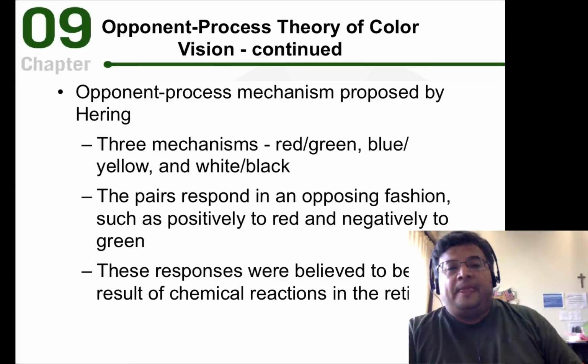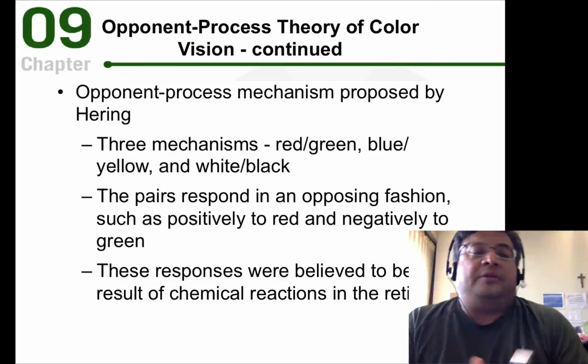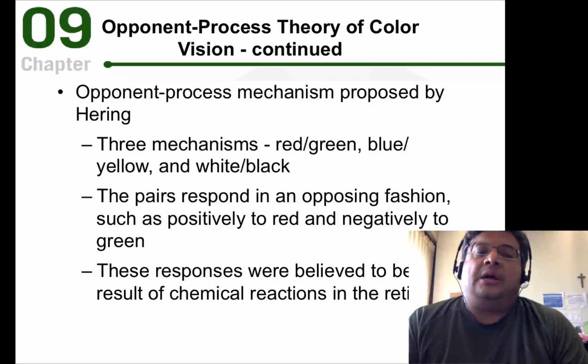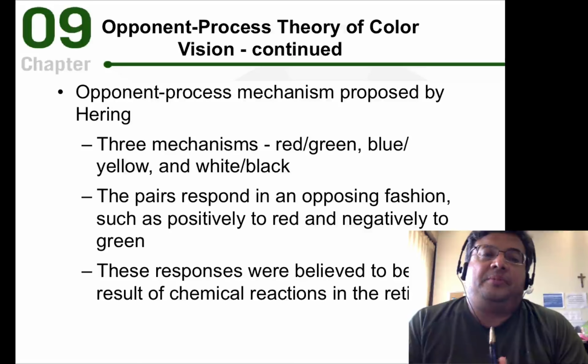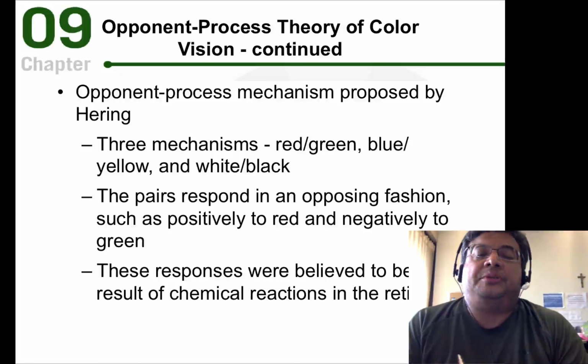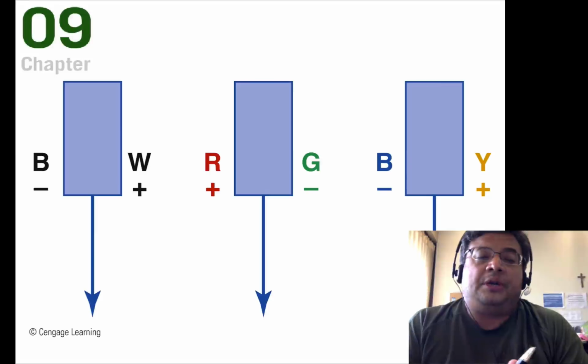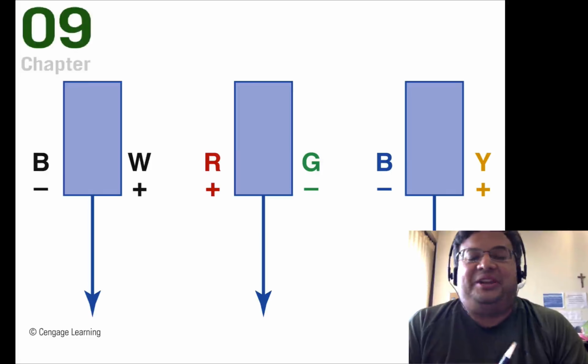It does not fire. And of course, this was in the 1800s, so they didn't know about the structure of the retina back then. But they were smart enough to know that the retina had something to do with vision. So the proposal back then was that the opponent process was due to some chemical reactions in the retina. And here's a cartoon drawing that shows a particular process and the opponent colors that are associated with each one.